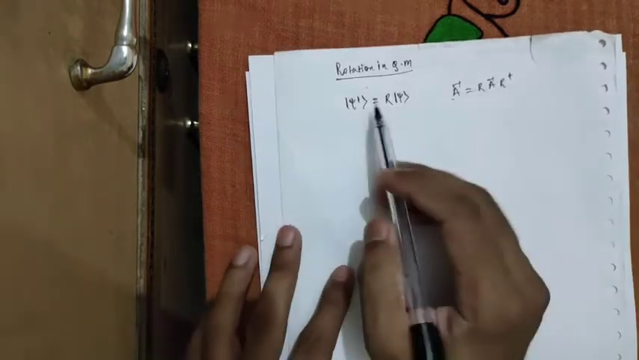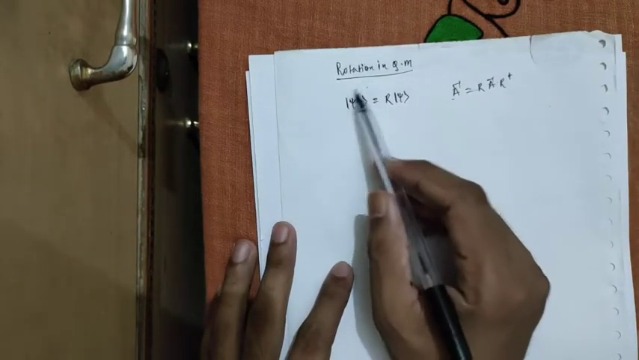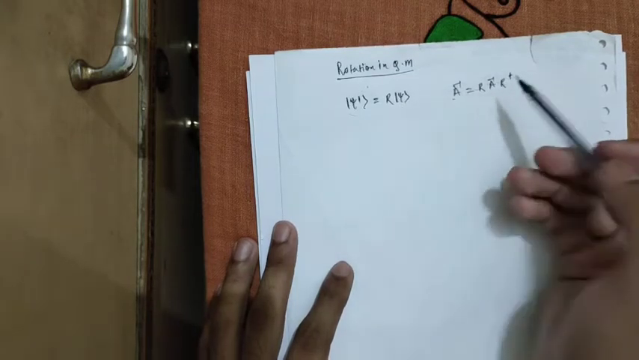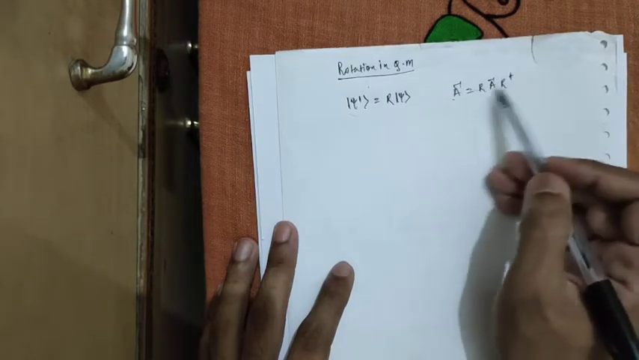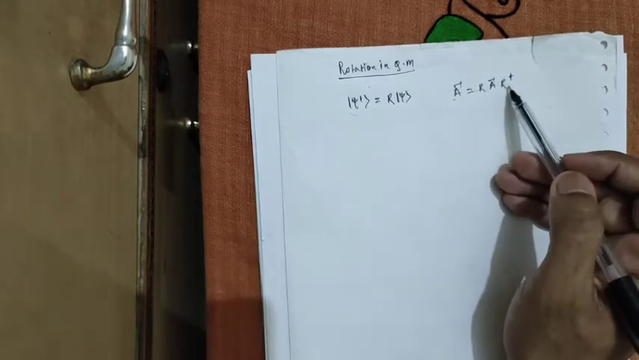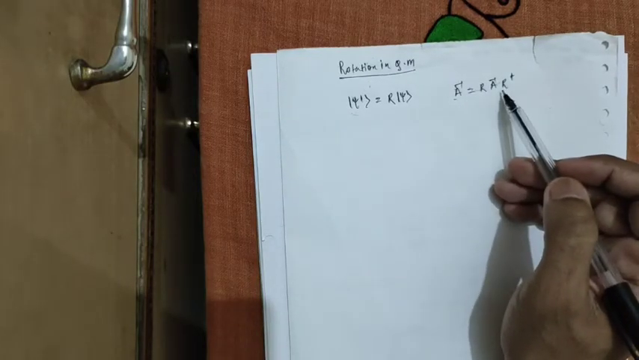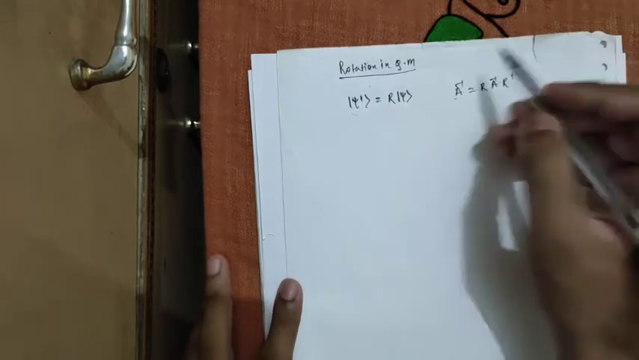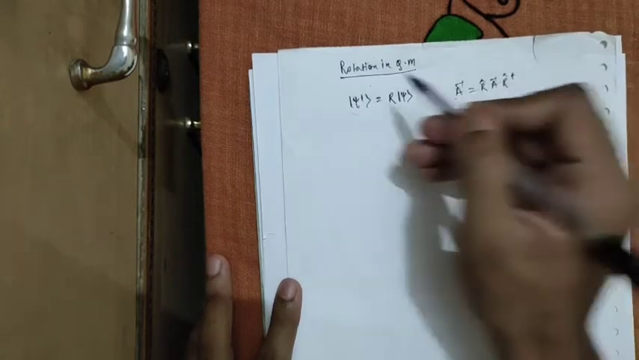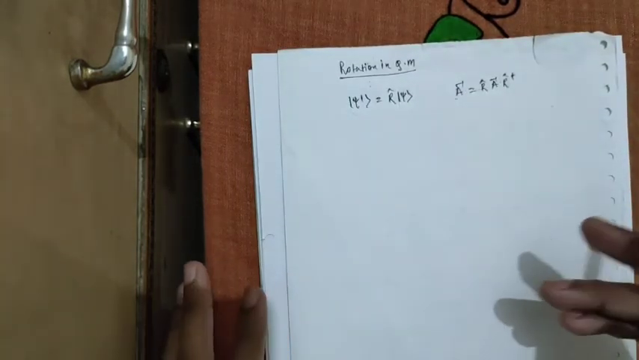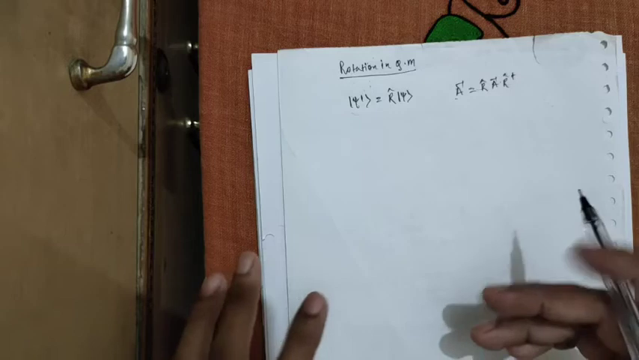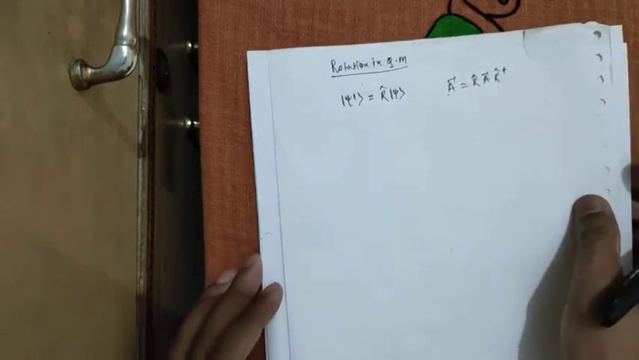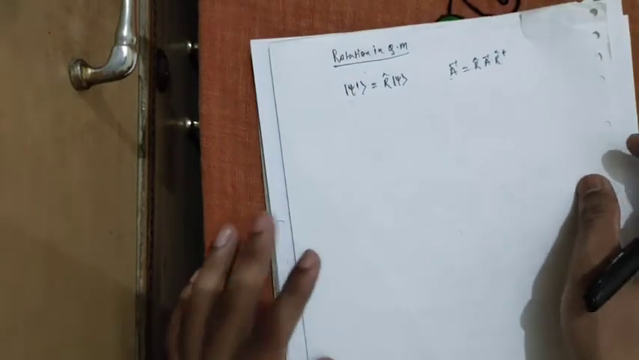As we know, a state psi dash under the transformation of a rotation matrix is formed like this, and a vector A can be written like this under the rotation, where R is a rotation operator. Now our main problem is to find this R operator, and to find this we consider an infinitesimal rotation.